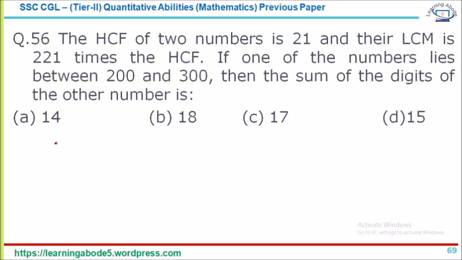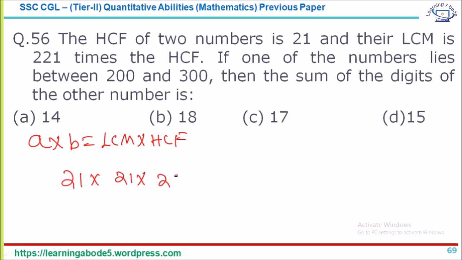The next question. HCF of two numbers is 21 and their LCM is 221. Sorry, the LCM is 221 times the HCF. If one of the numbers lies between 200 to 300, then the sum of the digits of the other number is. Now, see, we know the relationship that the product of two numbers A and B can also be obtained by the product of their LCM and their HCF. Okay, and so 21 is the HCF, and what is LCM? 21 into 221. That is 221 times the HCF, that is the LCM.